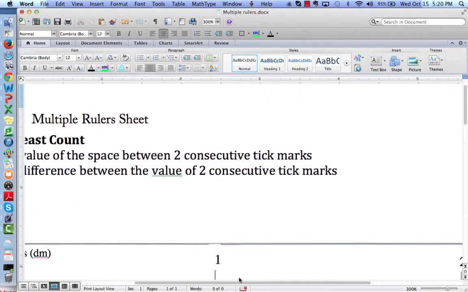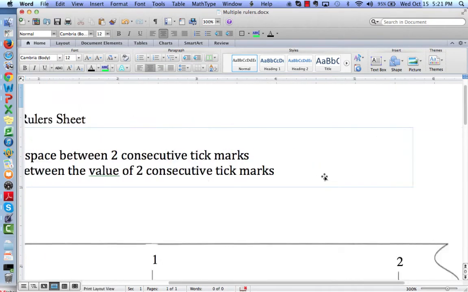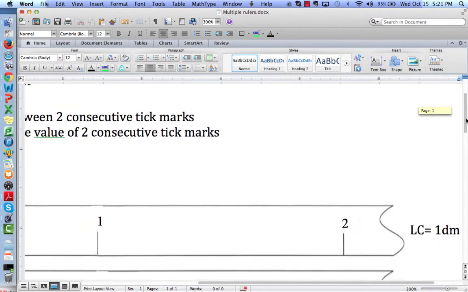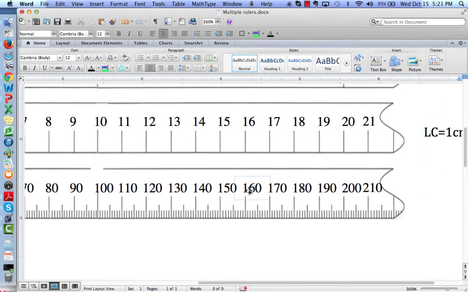Okay? So the value of the space between 2 consecutive tick marks, the difference between the value of 2 consecutive tick marks. So nowhere in here does it say a numbered line. In fact, the lines don't have to have numbers on them at all. So if we go back down to this third one, yeah, we can see that this is 160 and that's 170 and that's fine. But going back to what we talked about, the medium lines, this line right here, for example, if this is 160 and this is 170, what's this one?